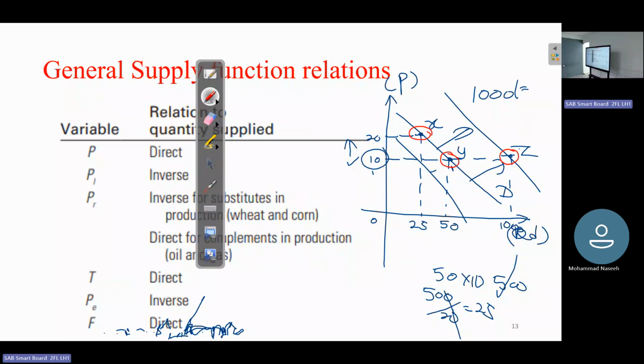It's a change to the entire demand line. The demand line shifted.